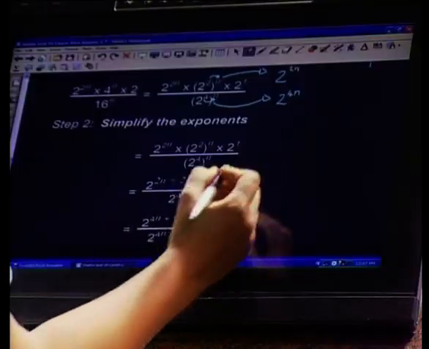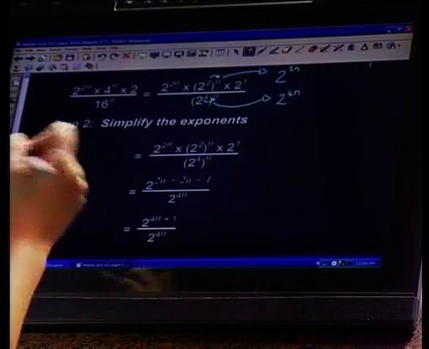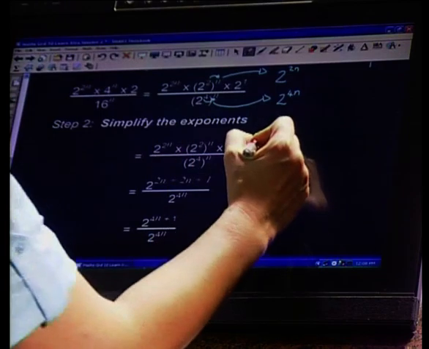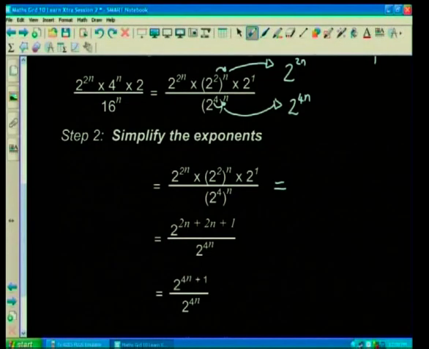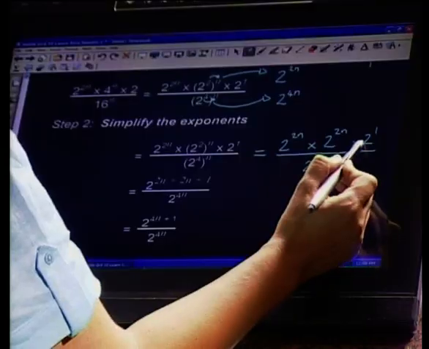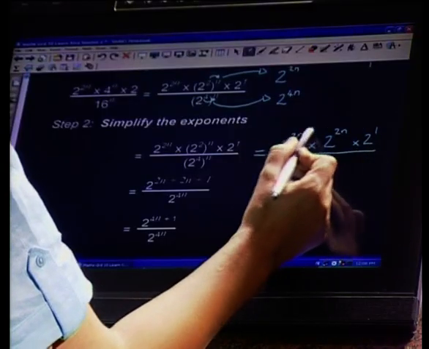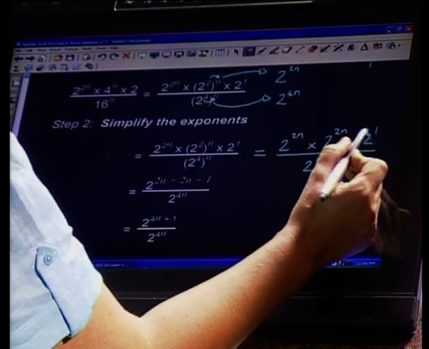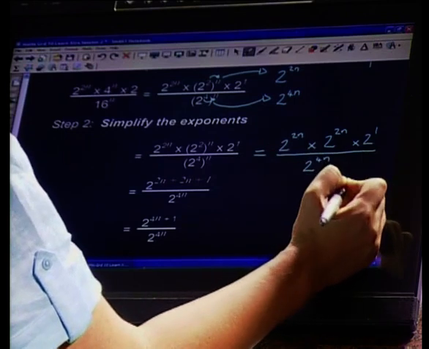Okay, now what they've done is they've skipped a step over here, which is good to do when you've got more practice. I'm going to slip the step in between 2 to the power of 2n, and we've done the building blocks above, 2 to the power of 2n times 2 to the power of 1 over 2 to the power of 4n. The next thing we need to do, because all the bases are the same, is to add the exponents on the top together and the ones on the bottom together.